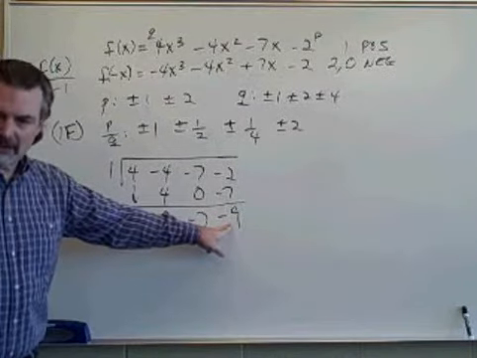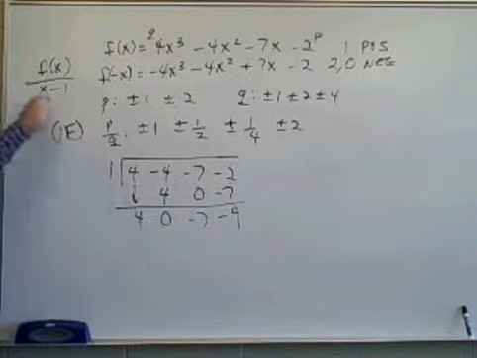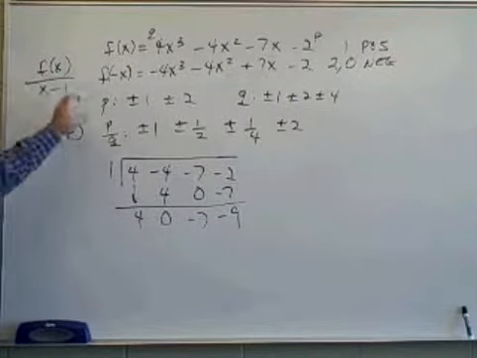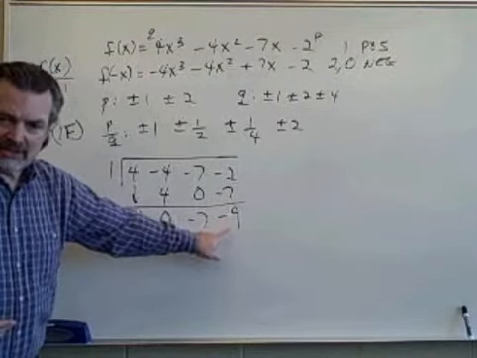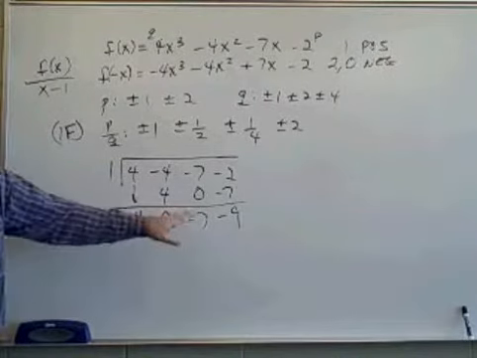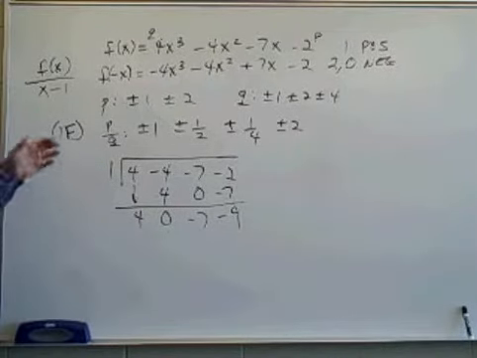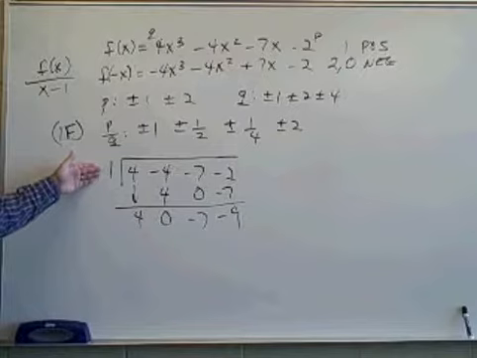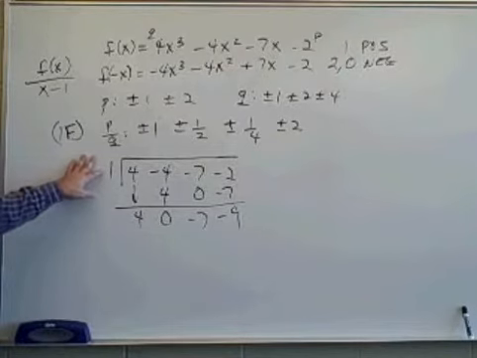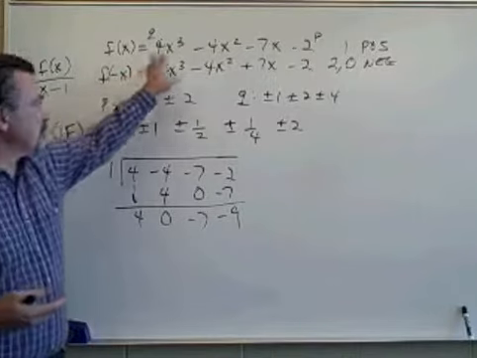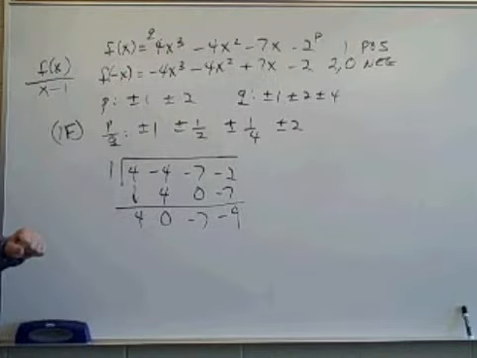This is the remainder entry. Remember, the only way that this division worked is if the remainder is 0. And having a remainder of 0 tells us that we had a real zero, we had a real root. So we don't have a real zero. 1 is not a value that, if we put it in for x, is going to make the function 0. So we can eliminate 1.